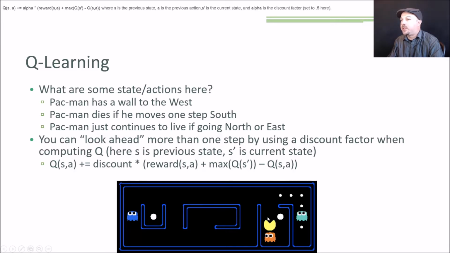So the Q value that I experience when I consume that power pill might actually give a boost to the previous Q values that I encountered along the way. So that's a way to make Q learning even better.